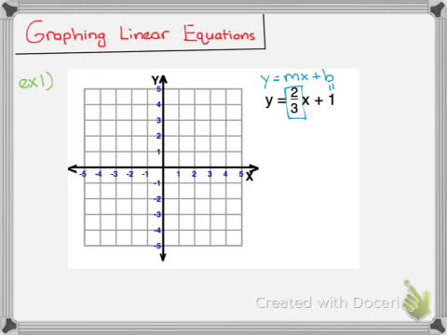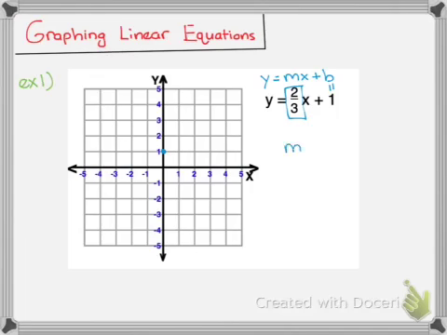Now, when you are graphing these and they are in slope-intercept form, the first thing you want to do is graph your y-intercept. The y-intercept is where your line crosses the y-axis. So our line here crosses the y-axis at 1. Here I've already graphed the y-intercept. Now I'm just going to use the slope to determine some more points on my line.